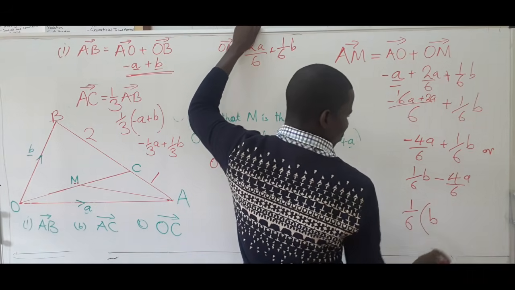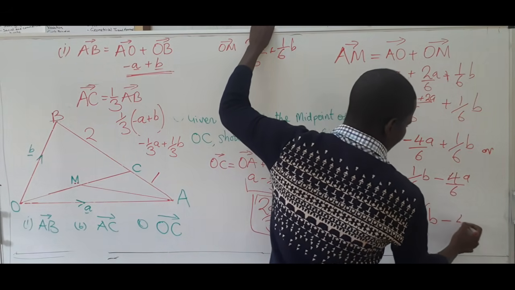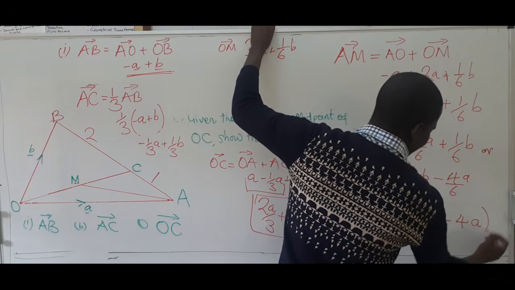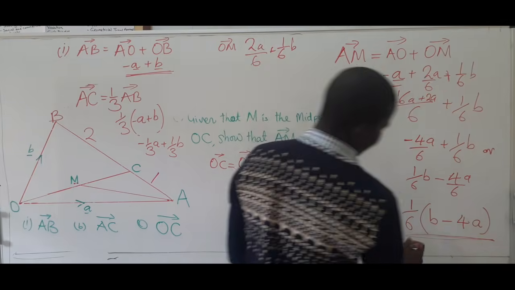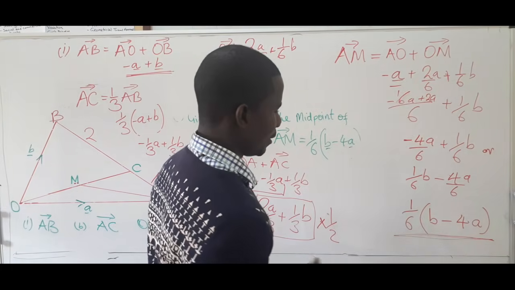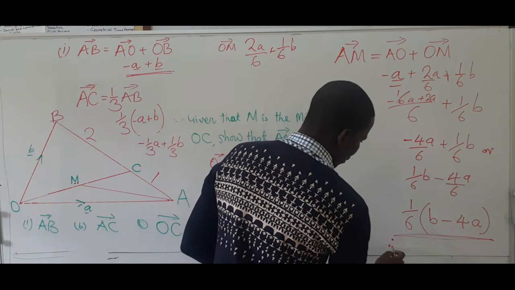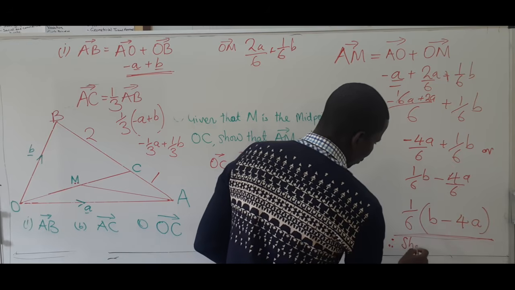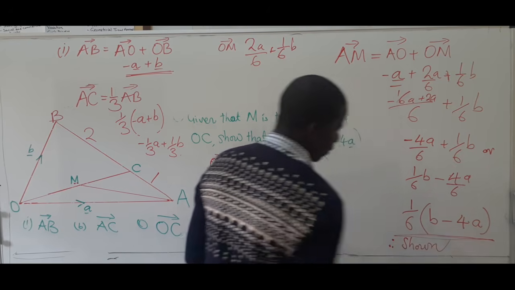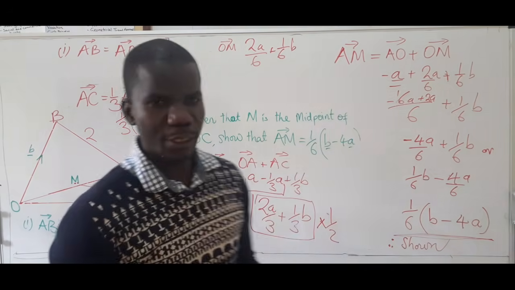Here you just remain with b. Here what are you going to remain with? Remain with 4a. So this is what we are supposed to get. Then you can say hence, therefore, shown or proved. This is what we are supposed to do.